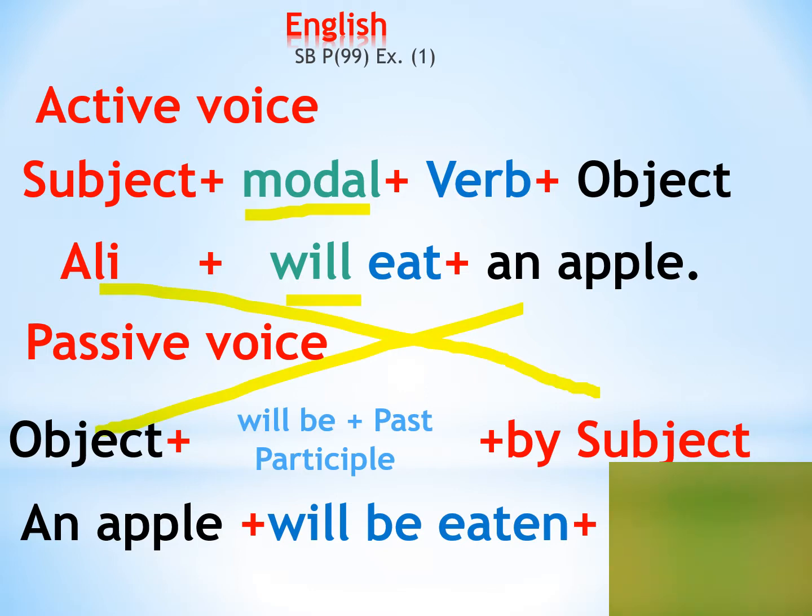Okay. So first of all, we need to put it into the past participle. And after that, will remains the same, as you can see it here. And be, of course, because after any modal verb, what comes after it should be in the infinitive. I can't say an apple will is eaten. No, an apple will be eaten, or an apple can be eaten. By whom? By Ali.